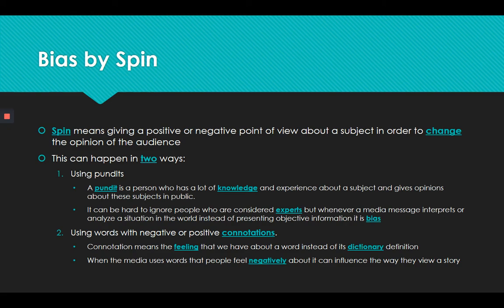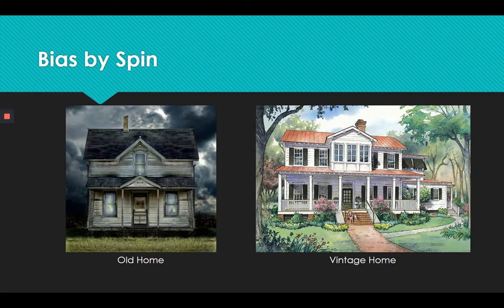So, for example, the house on the left you would call an old home, and it probably gives you this idea of a creepy old house. However, if we said this vintage home, you might think of something like this. Both old and vintage mean the same thing, but we get different feelings when we hear the word old versus when we hear the word vintage. So old has a negative connotation, while vintage has a more positive connotation.